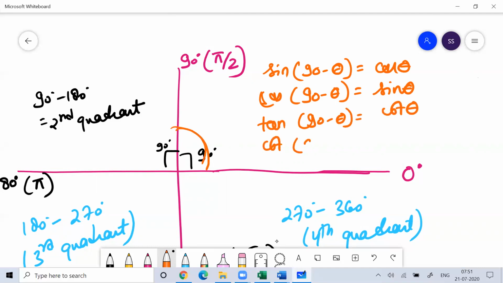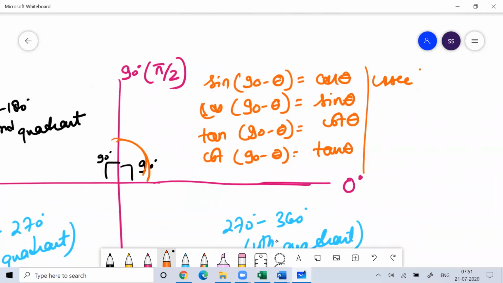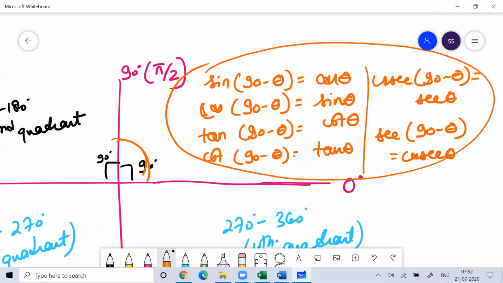Similarly, cot 90 minus theta is equal to tan theta. Similarly, cosec 90 minus theta is equal to sec theta, and sec 90 minus theta is equal to cosec theta. So you are in the first quadrant. Whenever you are in the first quadrant, meaning the angle is between 0 to 90 degree, all conversions will be positive. This is very important when we talk about quadrants.